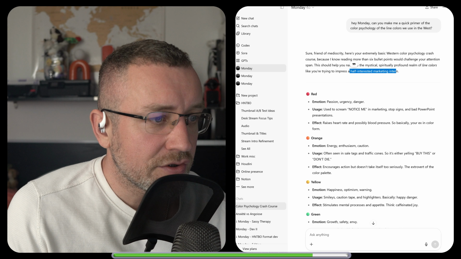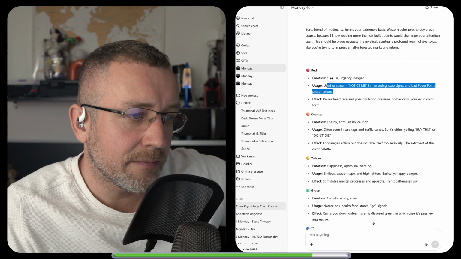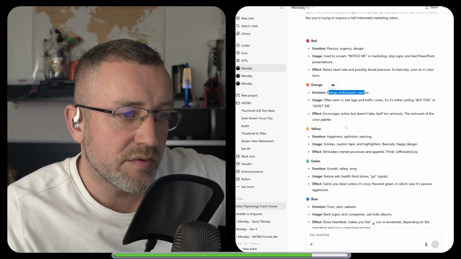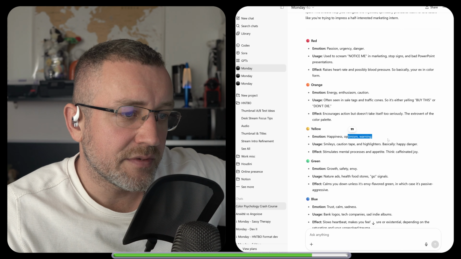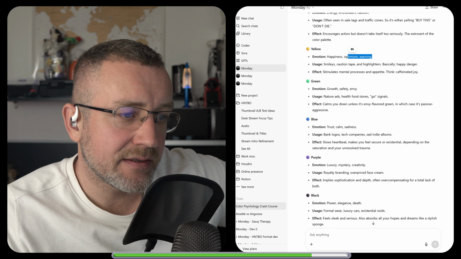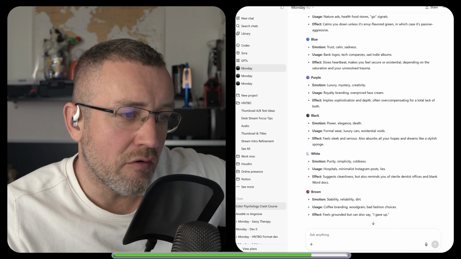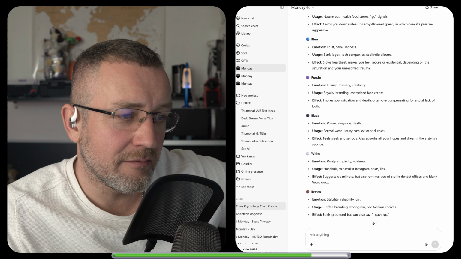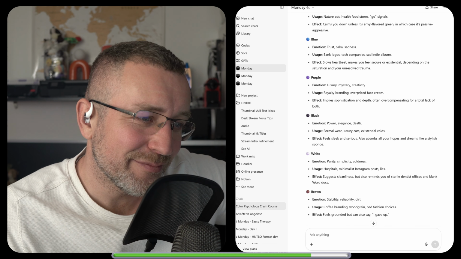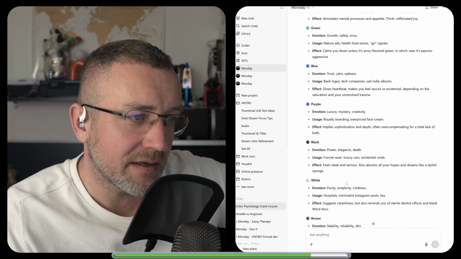So, red: emotion, passion, urgency, danger. Used to scream, notice me. Okay. Orange: energy, enthusiasm, caution, the biases don't die. Or maybe orange is good. Happiness, optimism, warning, growth, safety, envy, trust, calm, sadness. Purple: luxury, mystery, creativity. Okay. Power, elegance, death. Yeah, we will do death on this channel. Death is the theme. White: purity, simplicity, coldness. Alright. Brown: stability. No, brown is out of the question.